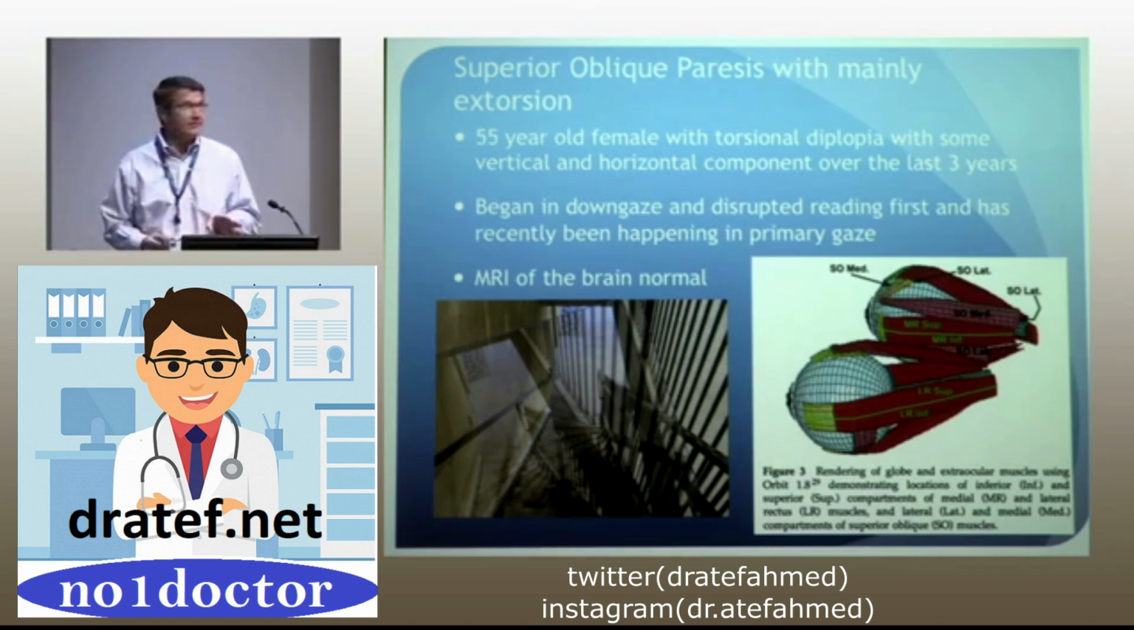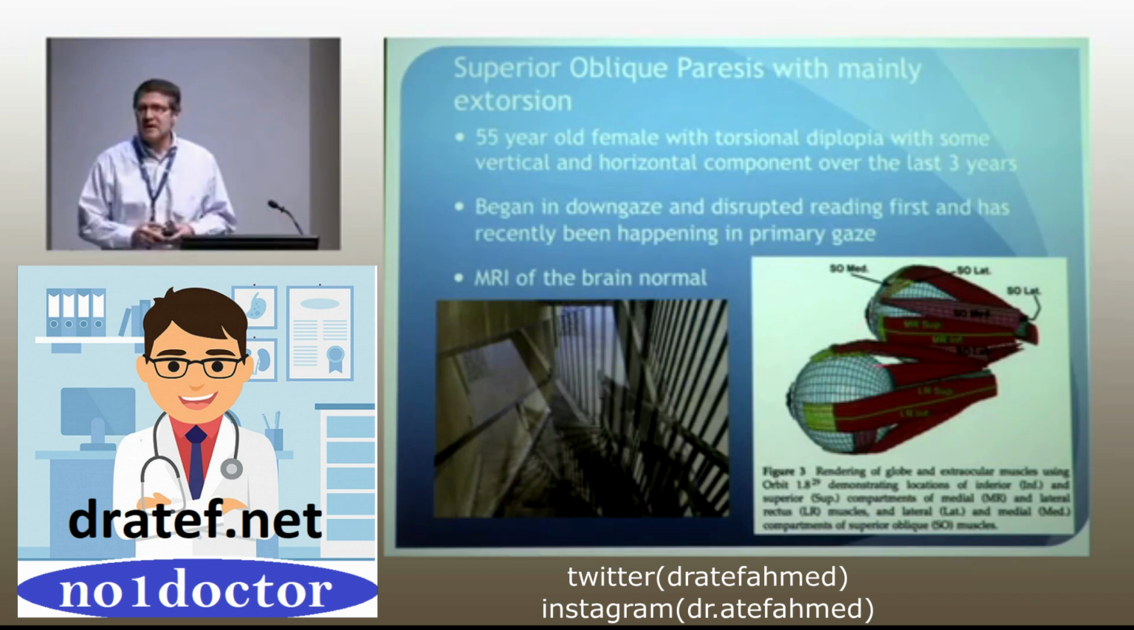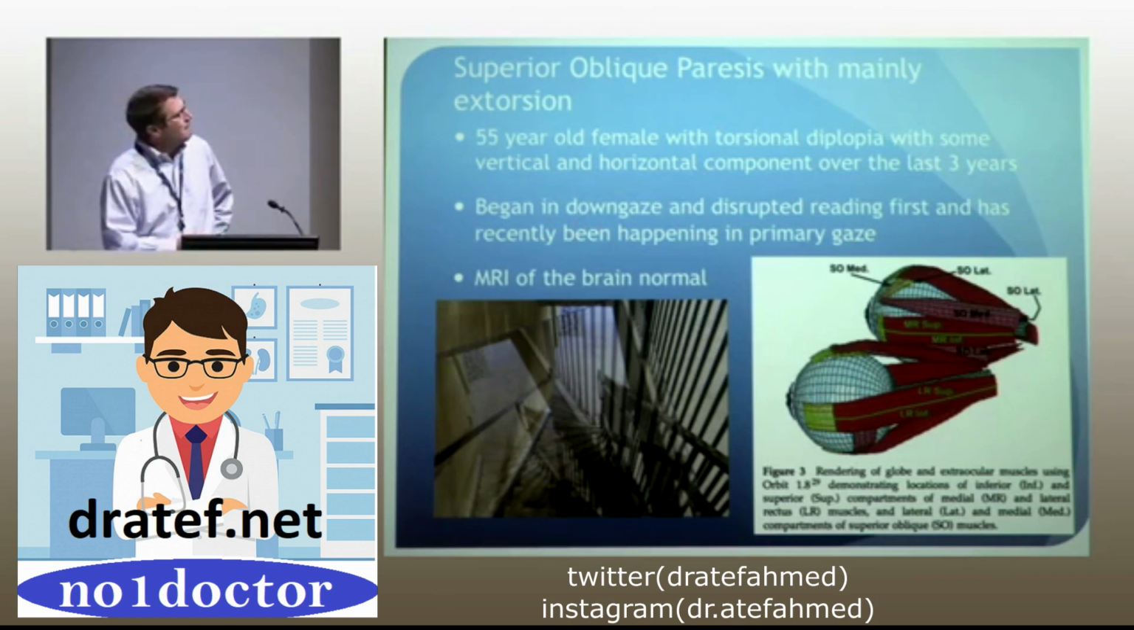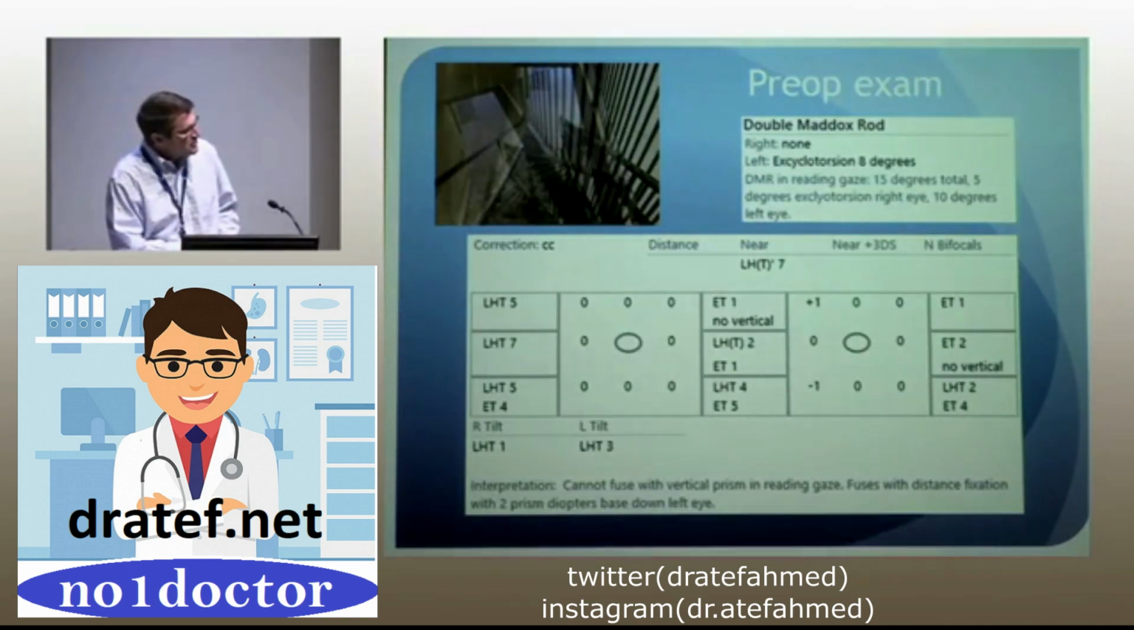So what does this mean clinically? Well, what's it like to have torsional diplopia? This is what it's like to have torsional diplopia. This is a 55-year-old photographer who supplied this photoshopped photo of what it's like to walk downstairs at an apartment complex. And I would just like to show you in this diagram the compartments of the muscle.